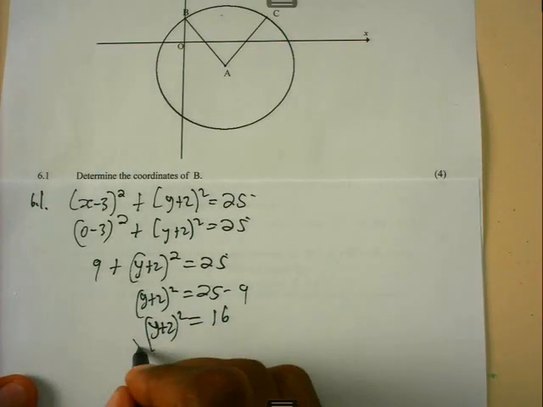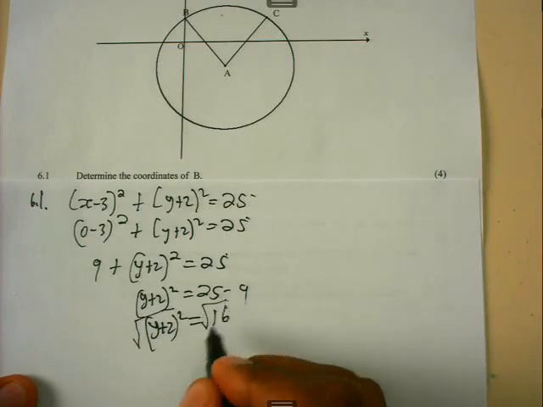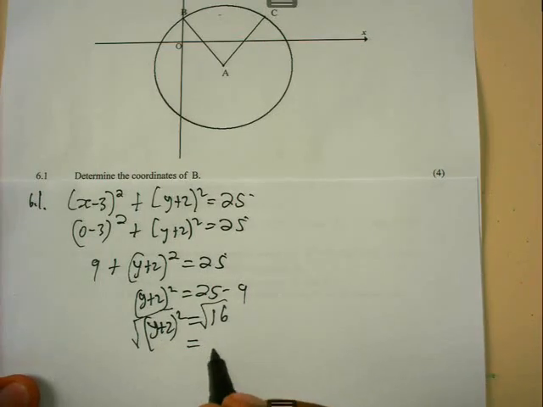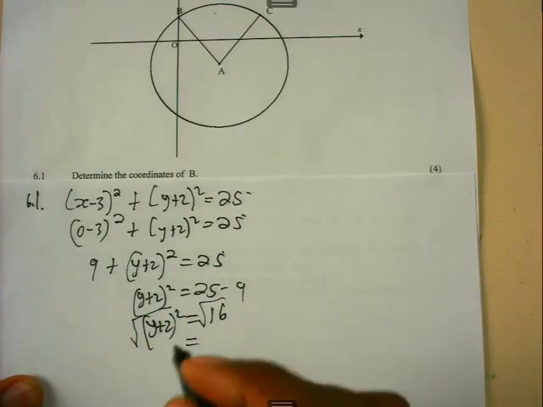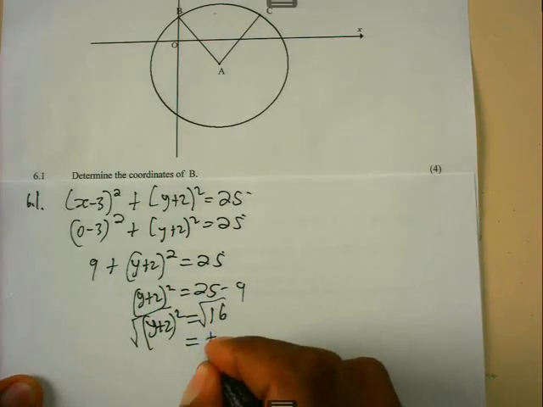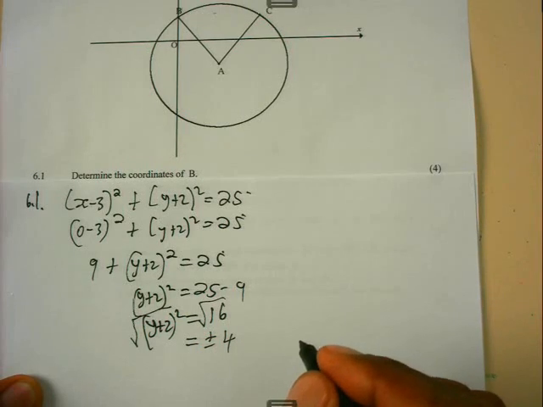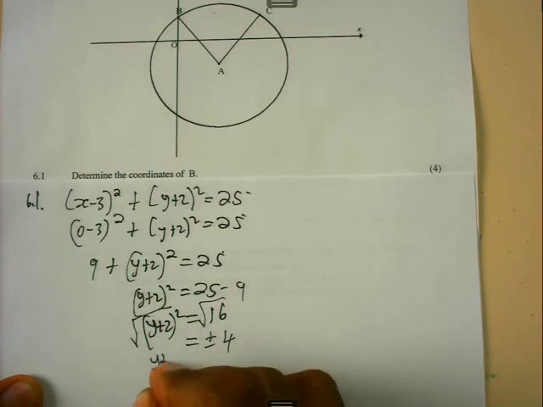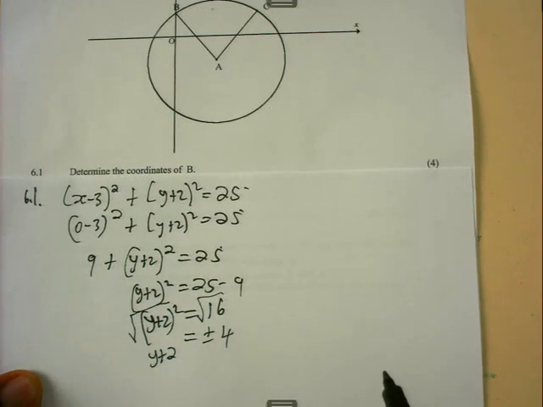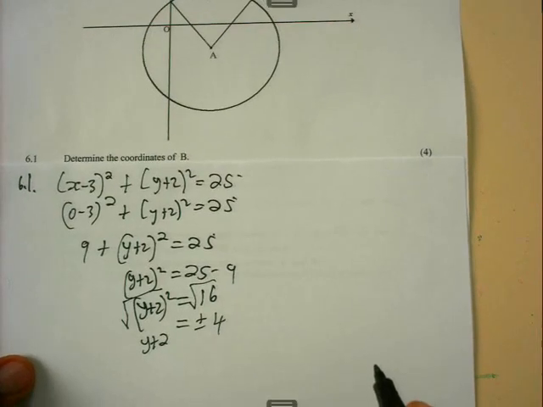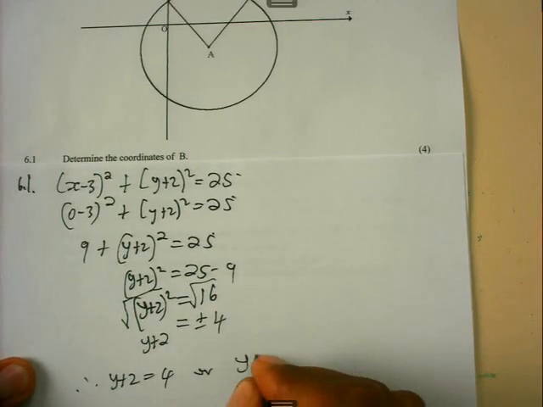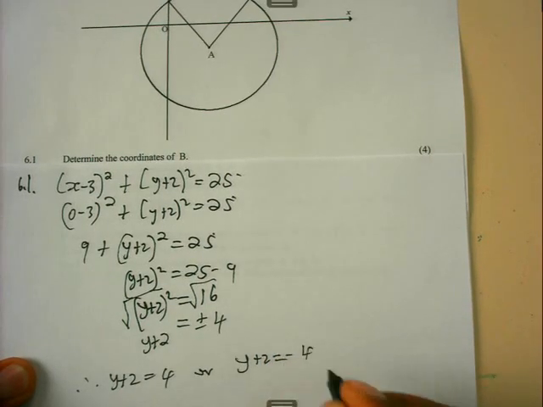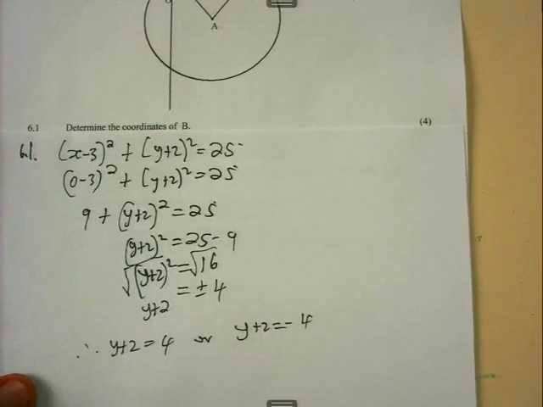Now, what I can do is apply the square root on both sides. Of course, you need to be very careful on this one. Most of the time, I don't use this because you'll forget that the square root of 16 is plus or minus 4. Then on this side you're going to have y plus 2. Right, immediately from here I can say therefore y plus 2 is equal to 4, or y plus 2 is equal to minus 4.